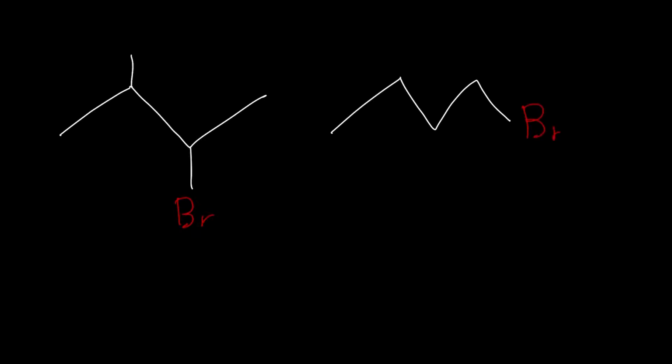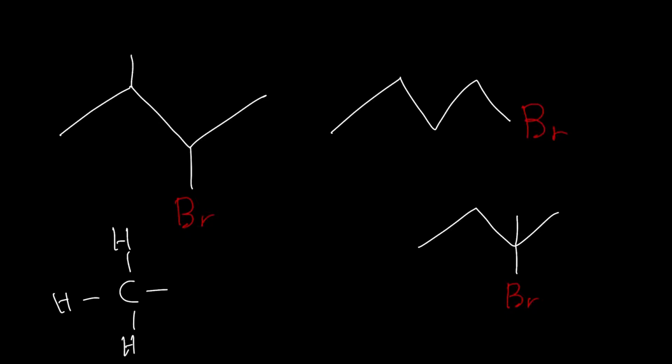Now let's go over another example. Let's say we have this situation. And let's also say we have this situation. And we have this sort of situation. And we have this situation. Which one of these compounds are more likely to go through an SN1 reaction?